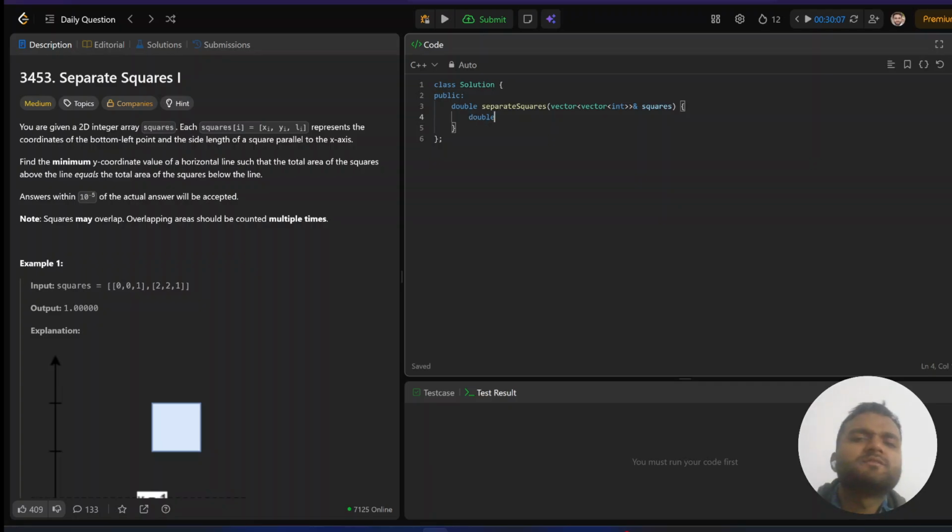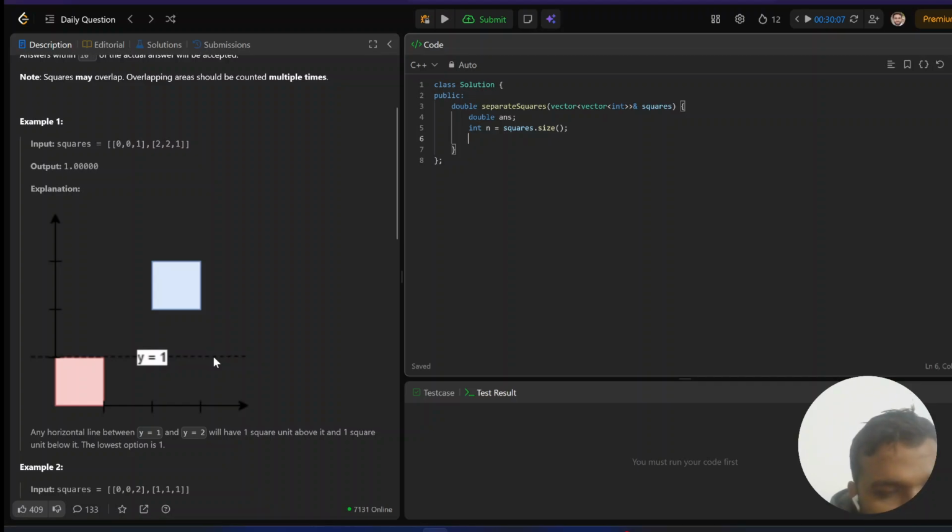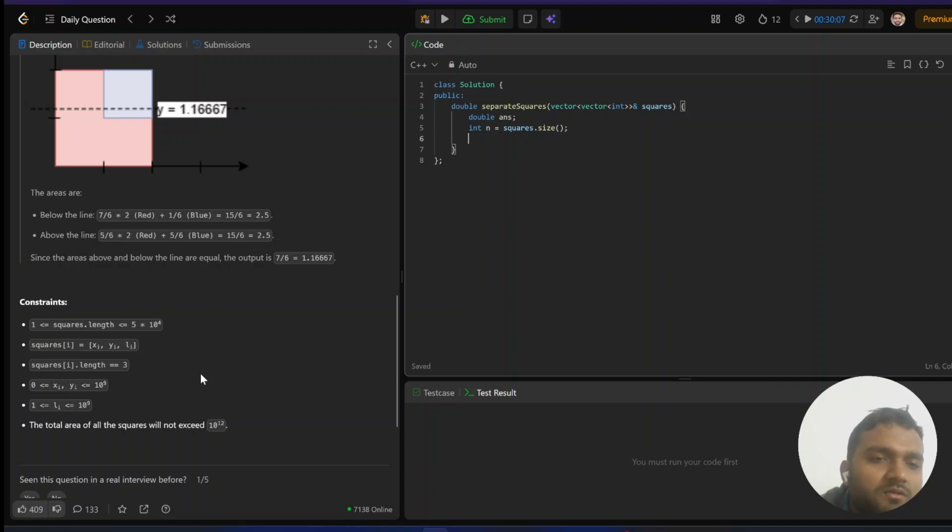So let me first initialize something. Let me calculate the sizes. First, squares. Okay, we have to draw a line with the minimum y coordinate. That means the area of the squares above the line is equal to the area of the squares below the line. I got the question.